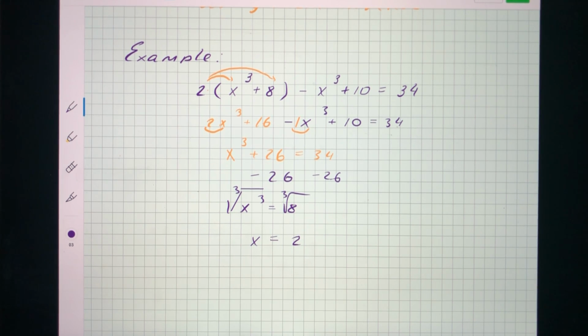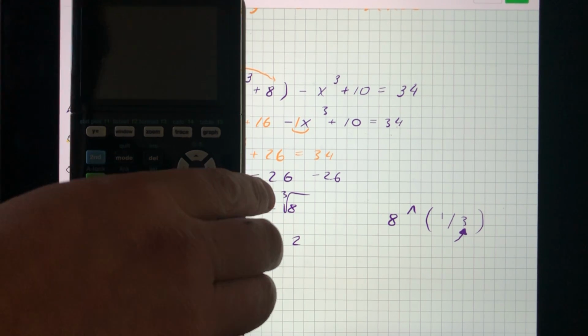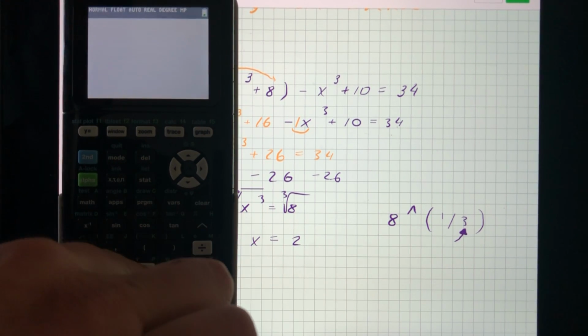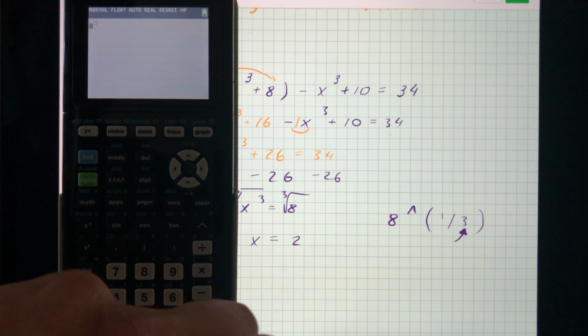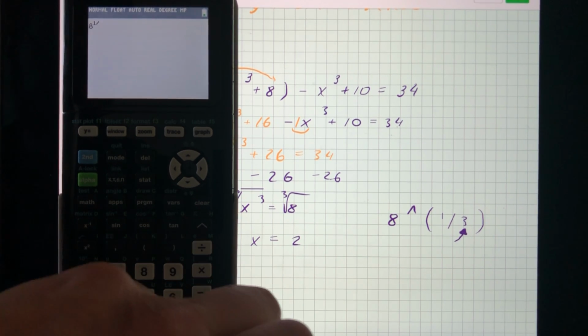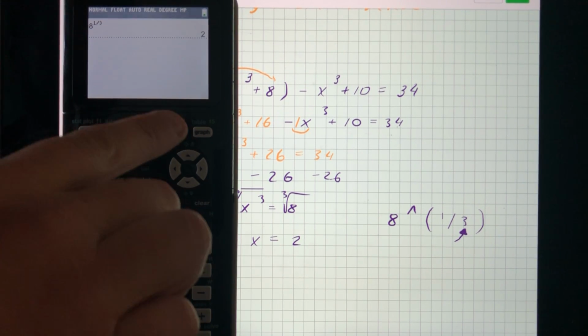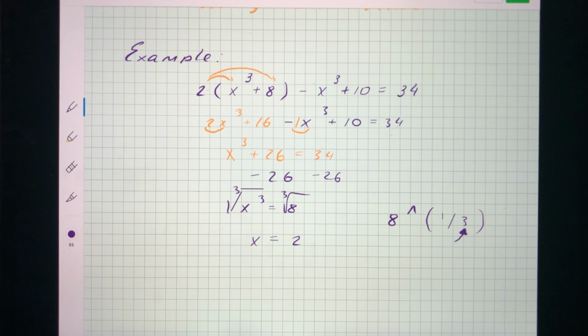If we need to use the calculator for the cube root, we can type in cube root as the power, which is the caret symbol, 1/3. The bottom number tells you the root number. So this is the third root of 8. Let's use the calculator to confirm if that actually is 2. So here is the calculator. Here is 8 to the power 1 divided by 3, and the answer is 2. So our answer to the equation is 2.